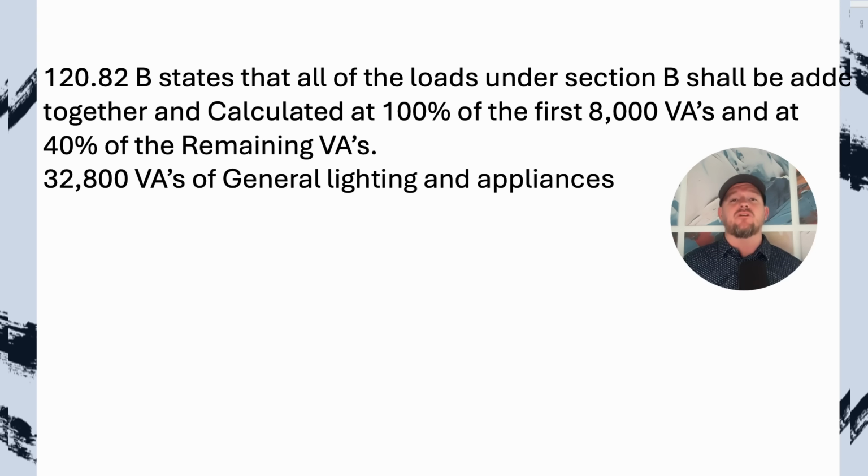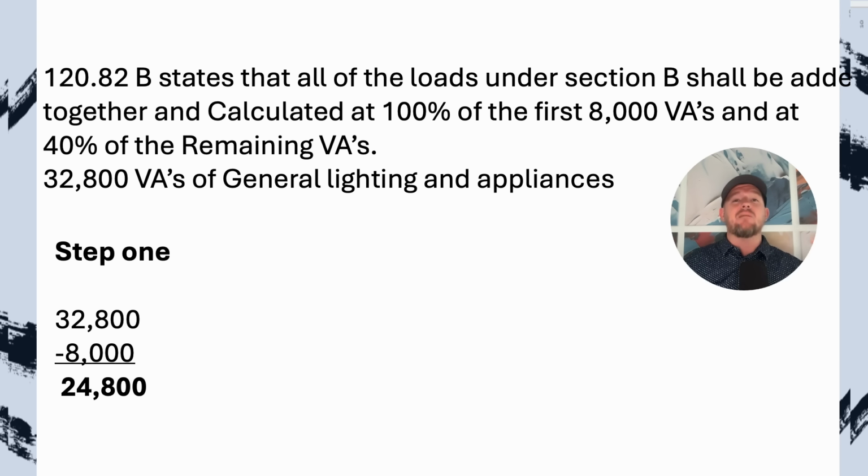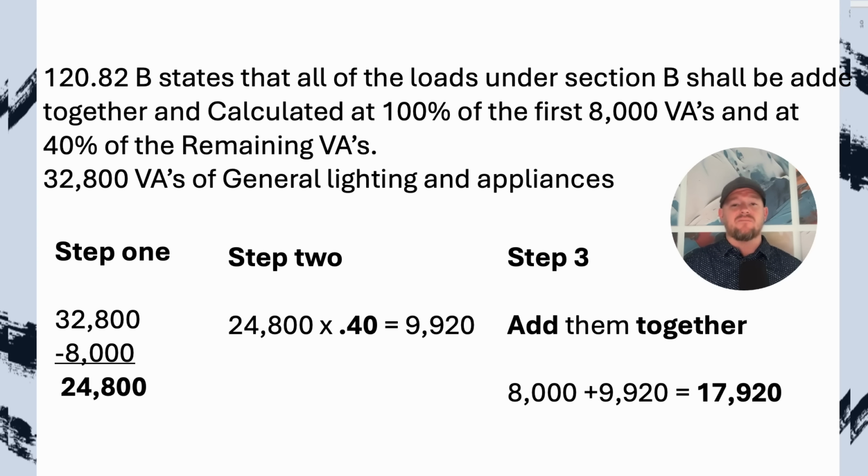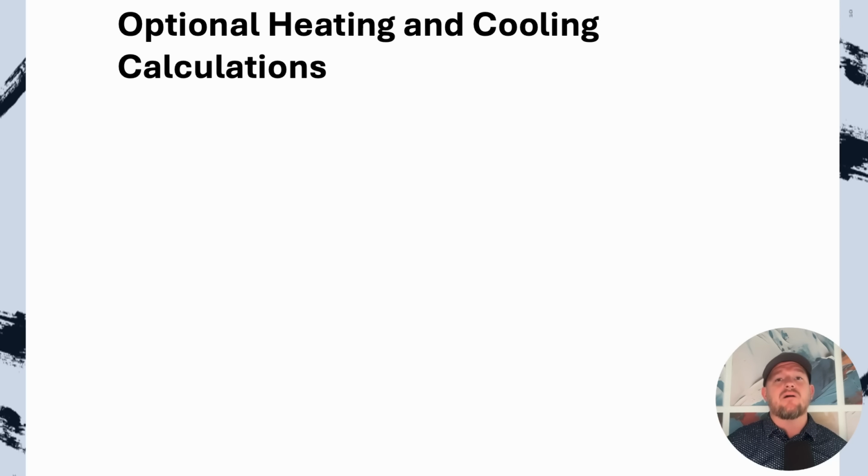Let's imagine that we have 32,800 VAs of general lighting and appliances. Step 1, we're going to take and minus 8,000 right off the top. Step 2, we take whatever the remainder is and multiply it by 0.40. Then we take and add those two back together. When we take our original 8,000 plus our 9,920, that's going to equal 17,920 VAs.